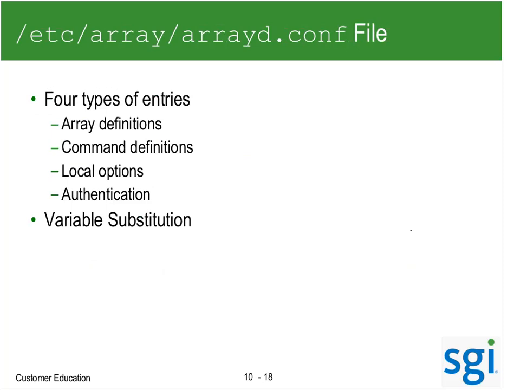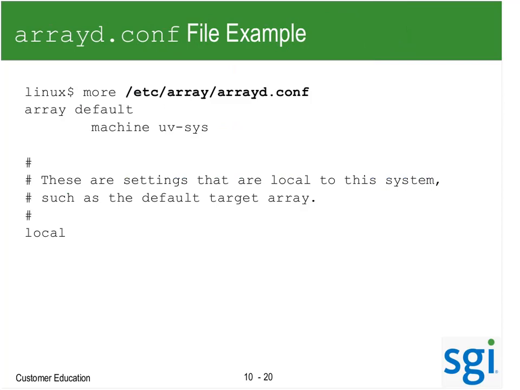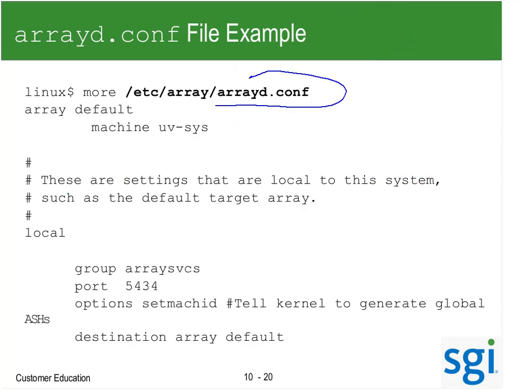So the key thing here is the arrayd.conf. But mostly I just want to go through the array definitions, and then there's some other things in there, as well as authentication. So looking at an arrayd.conf, the main thing I've got here is the name of my array. In this case it's going to be called default, and the machines that are in it, in this case just one machine, is uv-sys.